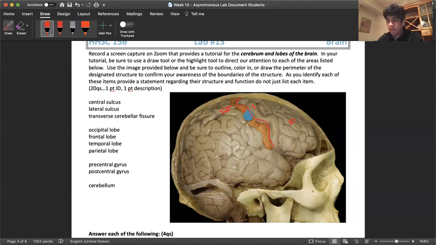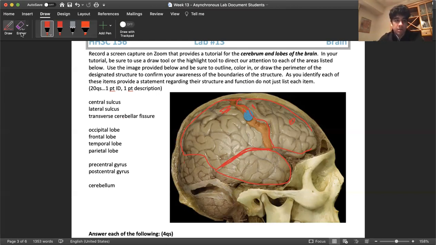Then the lateral sulcus divides the frontal, this portion right here, and the parietal. So it separates the frontal and the parietal from the temporal. The temporal is this right here. The lateral sulcus would be somewhere right here, and then the transverse cerebral fissure separates the cerebrum.